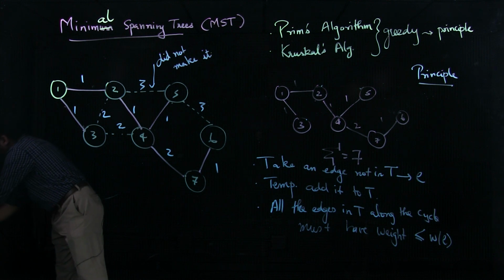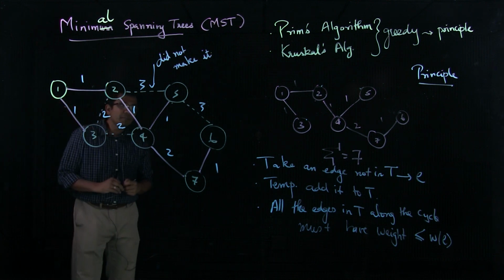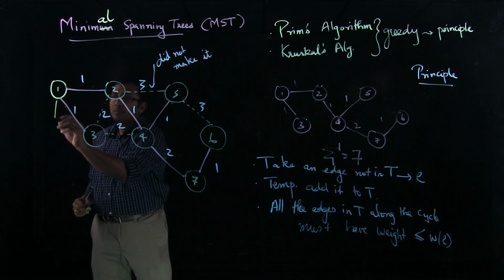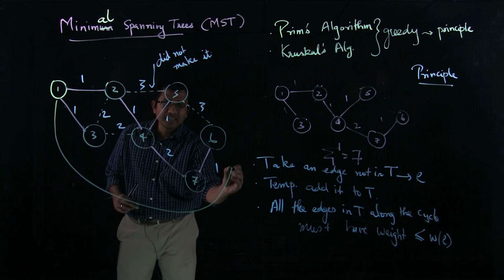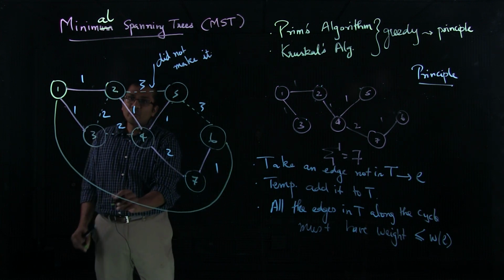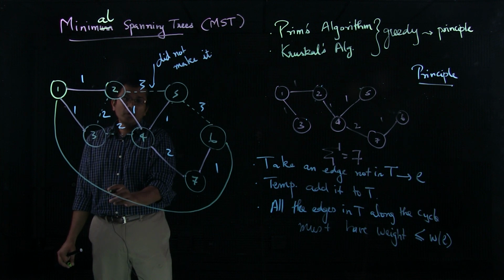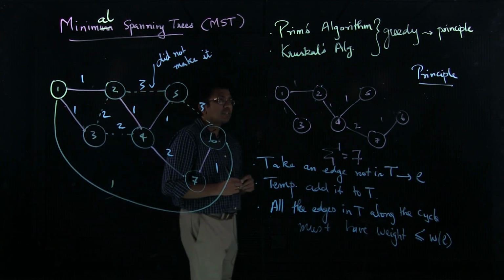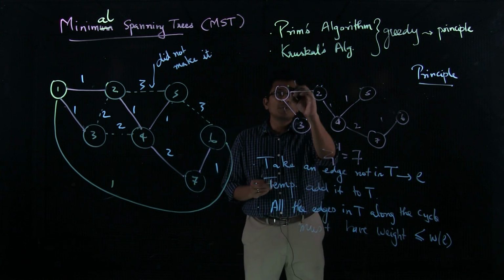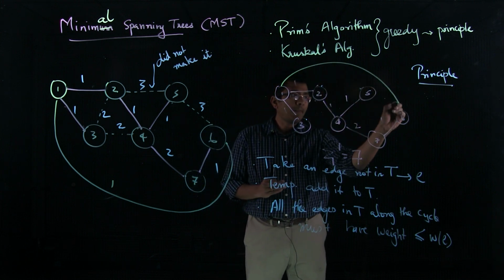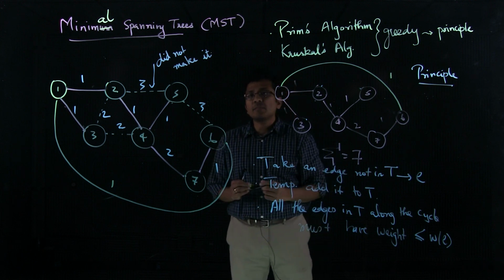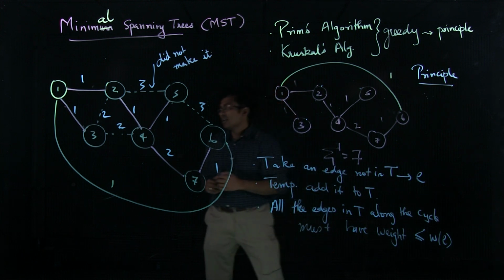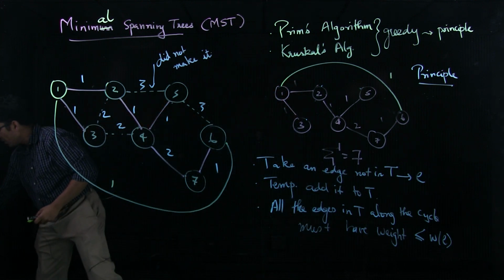Now why is that the case? Let us, for example, imagine there was an edge here from 1 to 6, like a giant shortcut, whose weight, let us say, was, I don't know, 1. So suppose there was an edge from 1 to 6 whose weight was 1. But let us say this minimum spanning tree did not consider this edge, right? It did not consider this edge.